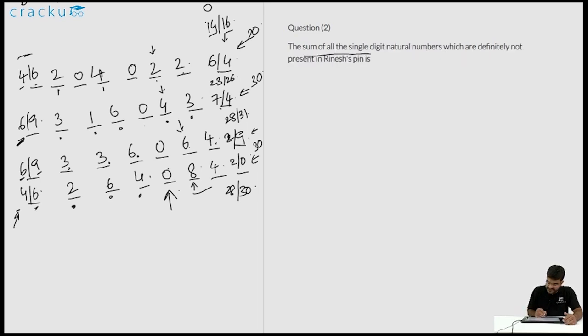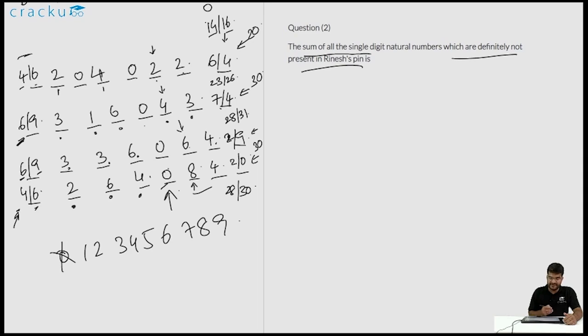The sum of all the single digit natural numbers which are definitely not present in Rinesh's pin is. So let us try to figure out which of the digits are definitely not present. So in any of these cases, the number should not be present. So if you write down all the single digit numbers, let us strike down whatever number is present. 0 is present, it is actually the 5th number, so it is definitely present. 1 is also present in some of the cases, so we will remove 1. 2 is also present in some of the cases, we will remove 2. 3 is also present in some of the cases, we will remove 3. 4 is also present in some of the cases, we will remove 4.